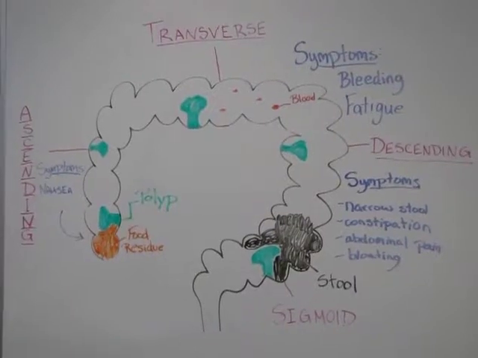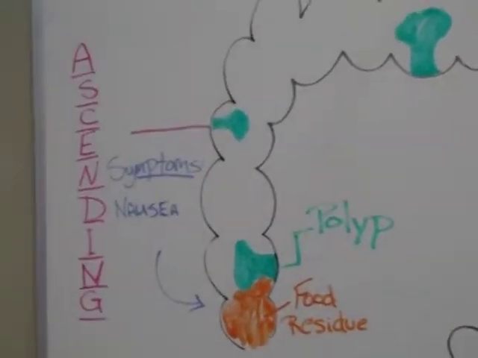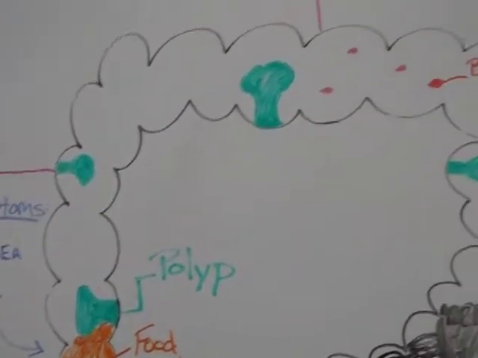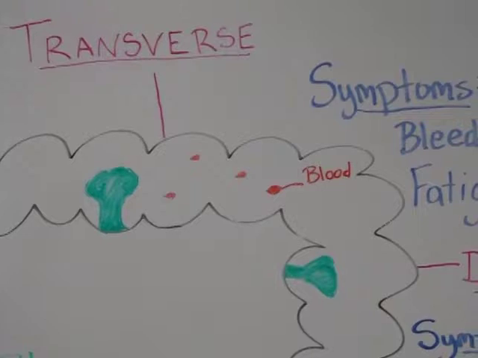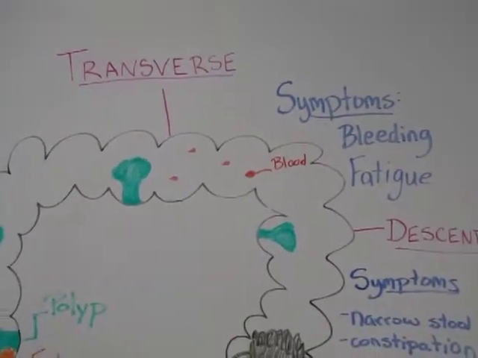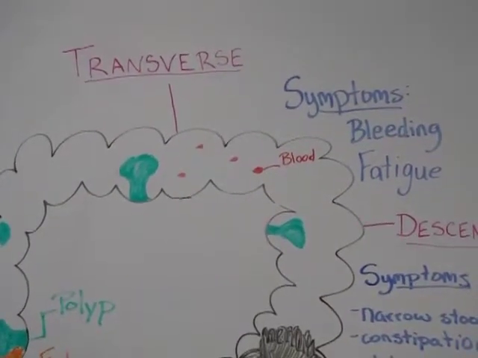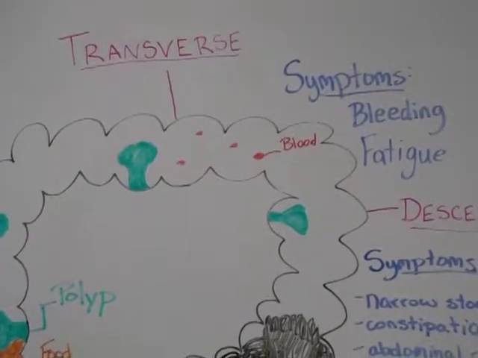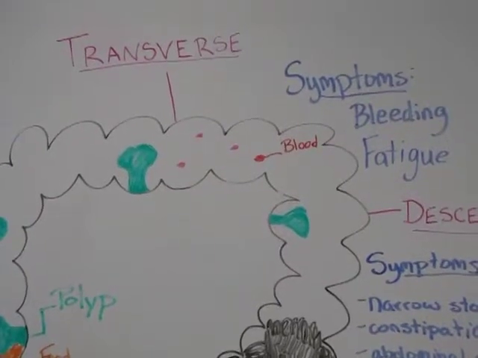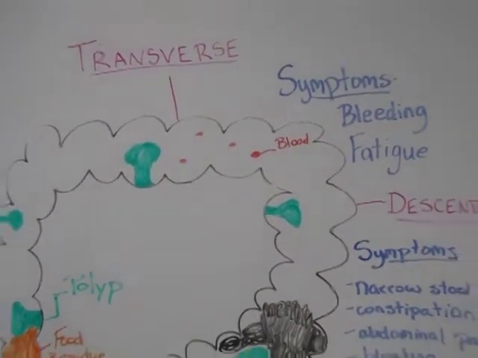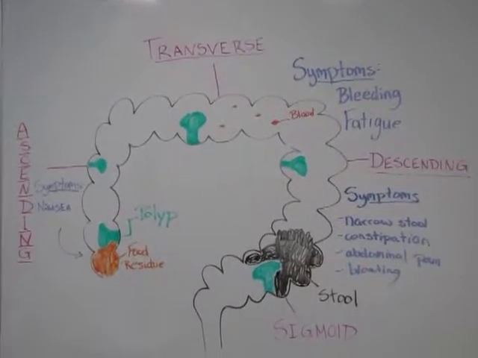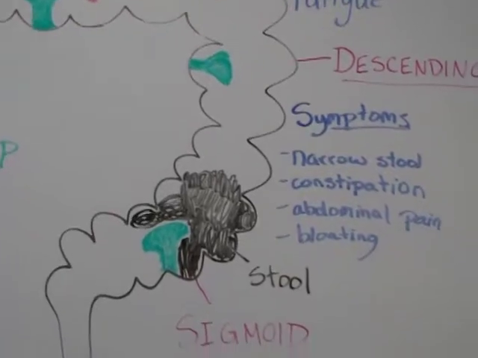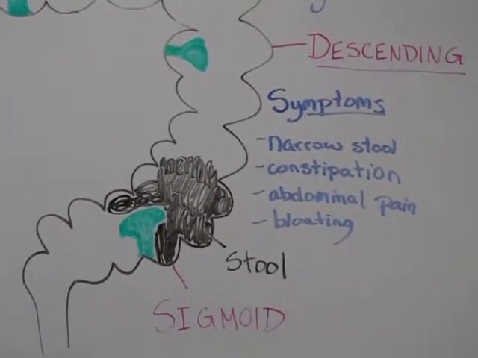The symptom of nausea may be caused by a backup of food in the ascending colon. Dry blood in the stool suggests the presence of polyps further back in the colon, like the transverse colon. Loss of blood and iron explains the symptom of fatigue. A tumor in the later part of the colon or rectum results in the appearance of bright red blood in the stool. A tumor in the descending colon or sigmoid colon may also explain the symptoms of narrow stool, constipation, abdominal pain, and bloating because of the physical obstruction of the polyp.